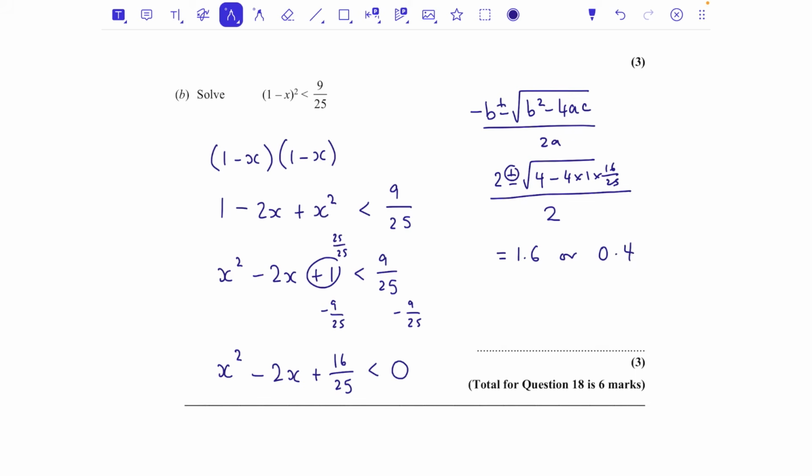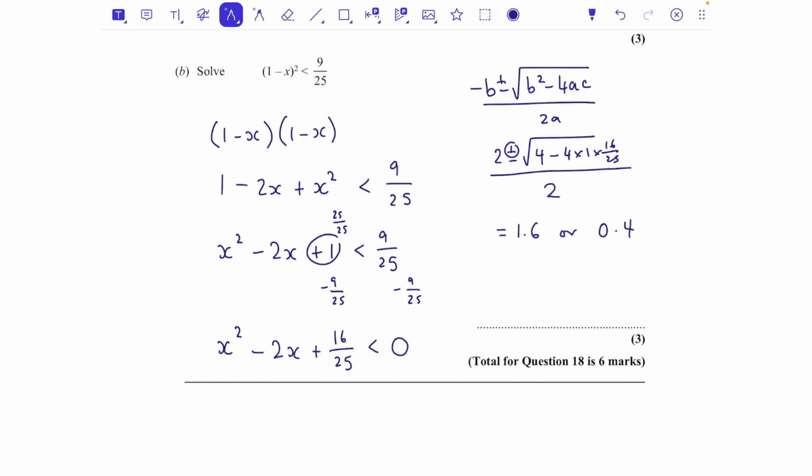So what does that mean? Well, that means that my quadratic crosses at 0.4, it has a solution here, and it has a solution here, 1.6. And therefore your quadratic, we would like to know when is it less than 0, so it's between those two values. Here, this part of the graph is less than 0. My final answer would be that my value of x needs to be between 0.4 and 1.6.